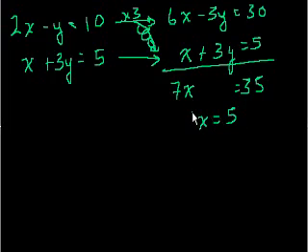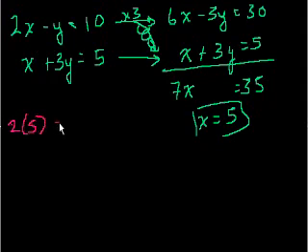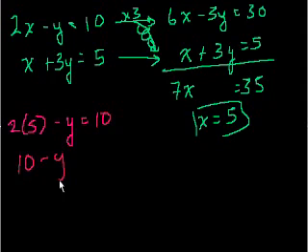And then you could go back and substitute it into either one of these equations. So let's do it in the first one: 2 times 5 minus y is equal to 10. 10 minus y is equal to 10. y would be equal to 0, right? 10 minus 0 is 10. And it's true here in this equation as well. So that's how you solve two equations of two unknowns.